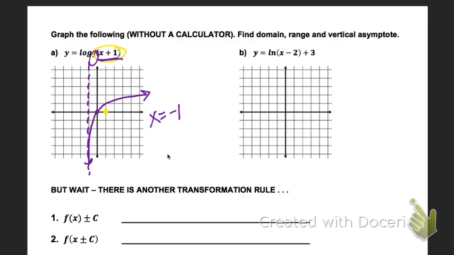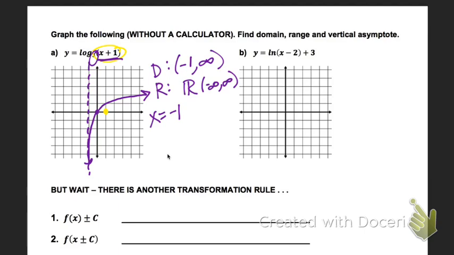Now let's talk about the domain and the range. Domain, I'm reading from left to right. Where does this function start? It starts at -1, and it goes to infinity. Range is from bottom to top, negative infinity to infinity. So it's going to be all real, or you could say negative infinity to positive infinity.